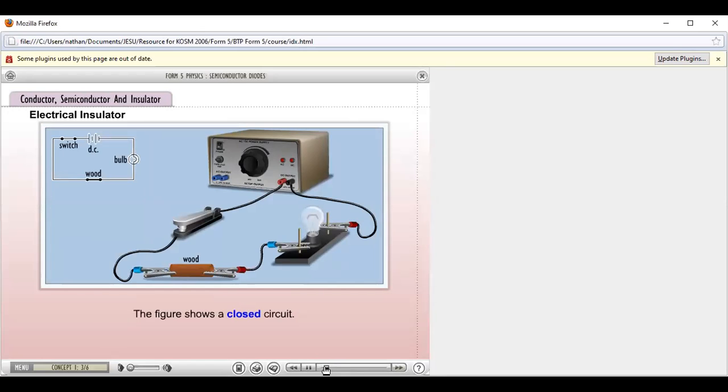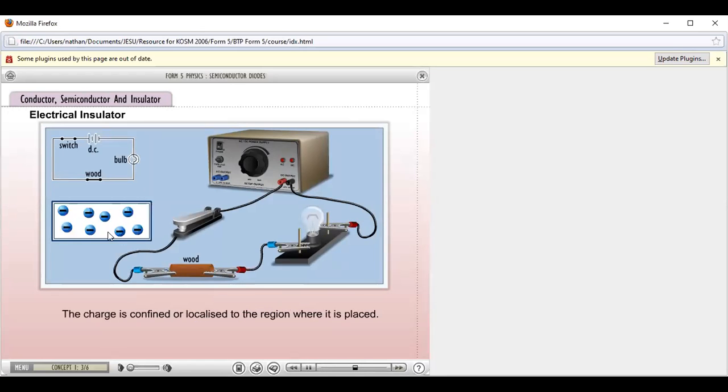Now the opposite of a conductor is an insulator. In an insulator, the electrons are not able to move. They are involved in covalent bonding. So when you apply an electric field, the electrons are not able to move. There's no free electron, so it cannot conduct electricity. Now, coming back to semiconductor.